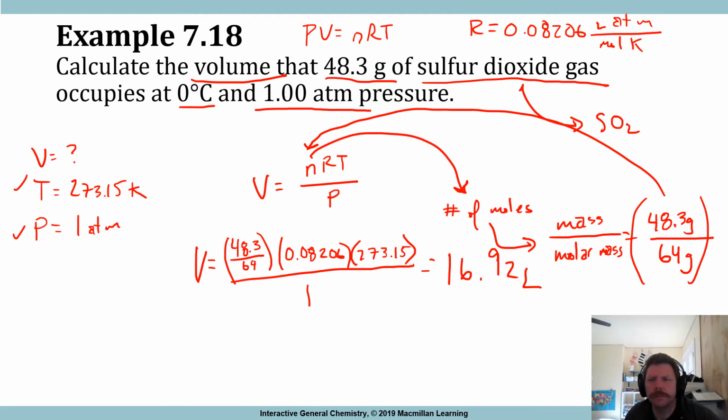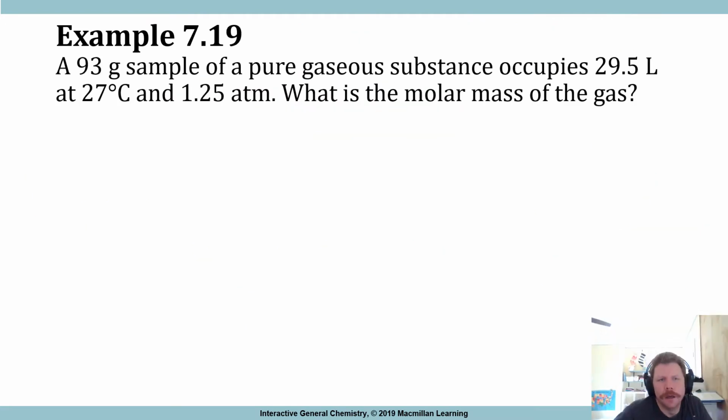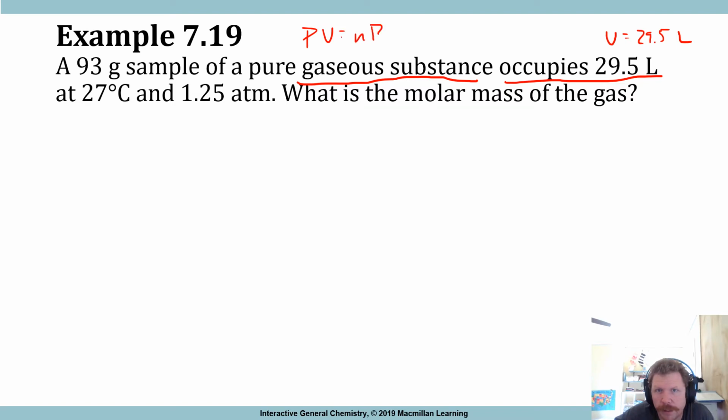Next slide. This question right here: a 93 gram sample of a pure gaseous substance. So that tells us a little bit about the gas, but it doesn't tell us specifically what it is. It occupies V, which was 29.5 liters. Now let's go ahead and actually rewrite our gas law equation, PV equals nRT. So we've got volume.